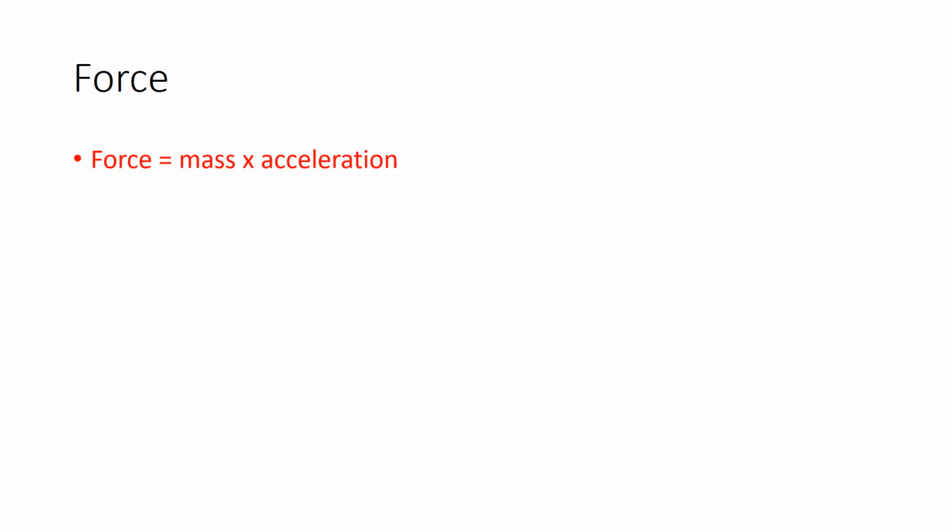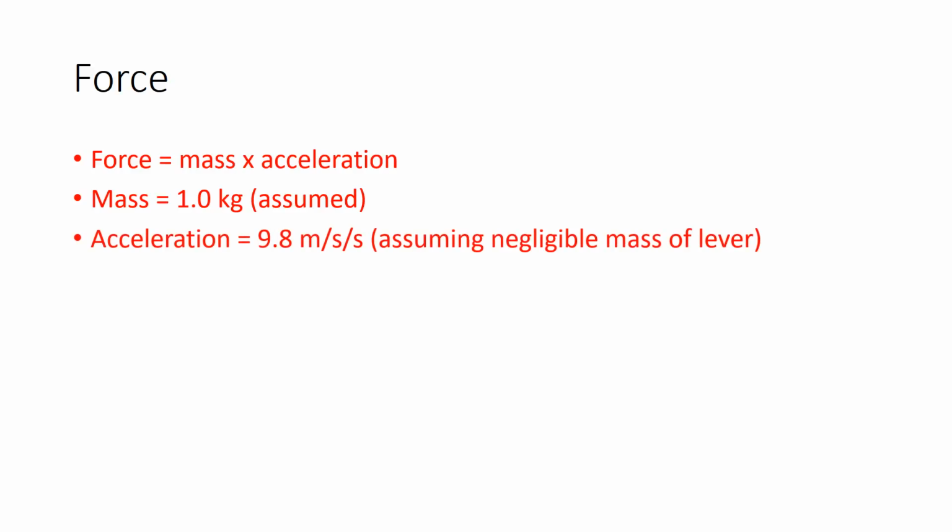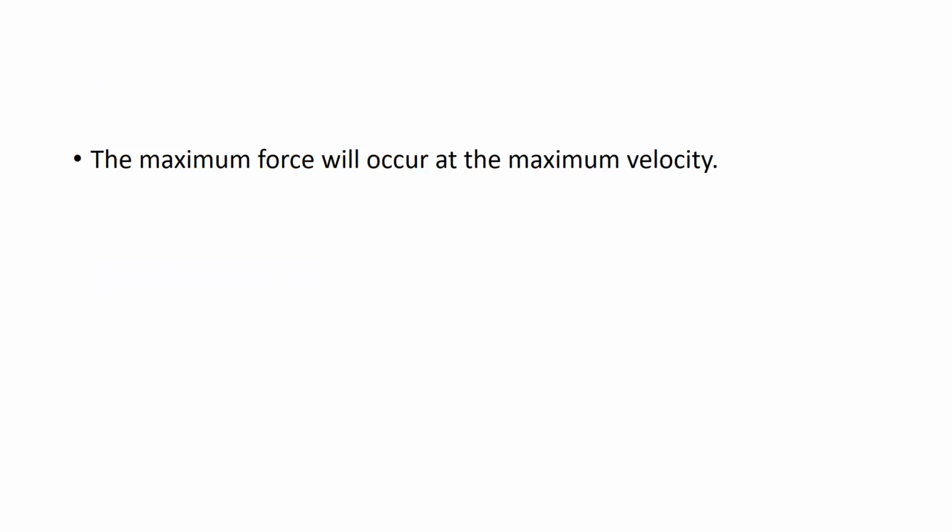So the force is the mass times the acceleration, and in this case we are assuming that the mass of the object is 1.0 kilograms, and that is what we found in AlgoDo, and the acceleration is 9.8 meters per second squared, assuming that the mass of the lever is negligible. So that comes out with the force being 9.8 newtons. The maximum force will occur at the maximum velocity.